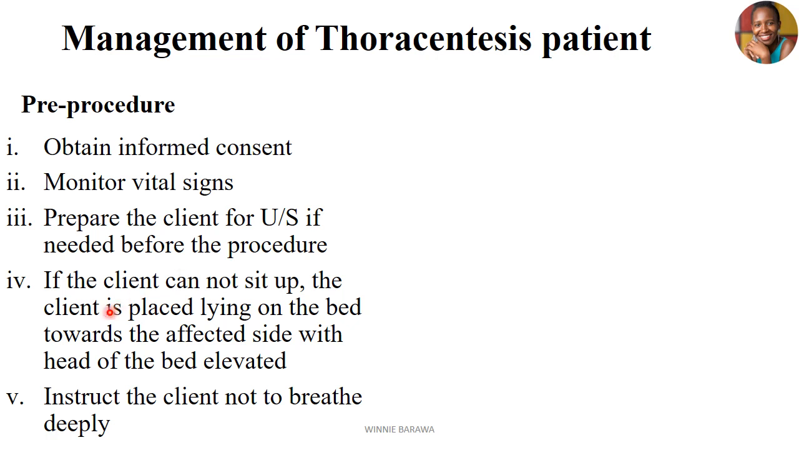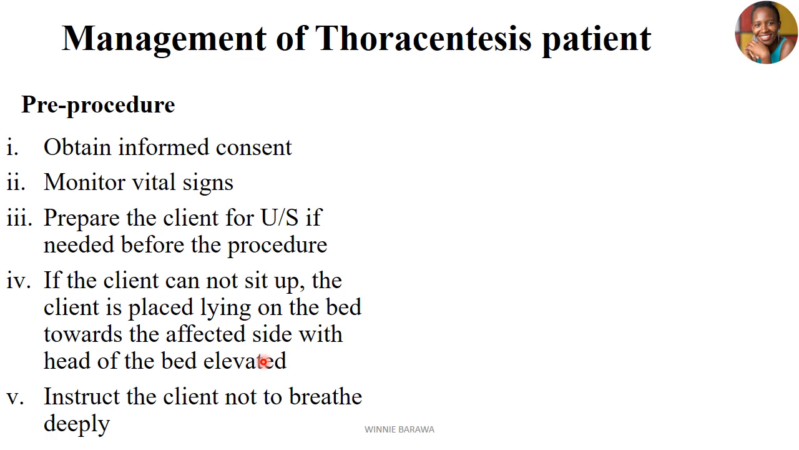So, we said the patient will be required to sit up and then lean forward on a table, and then we insert the cannula or the needle and aspirate. However, if the patient is not able to sit up, then the client is advised to lie down on the bed towards the affected side with the head of the bed elevated, and then you can go in with a needle.